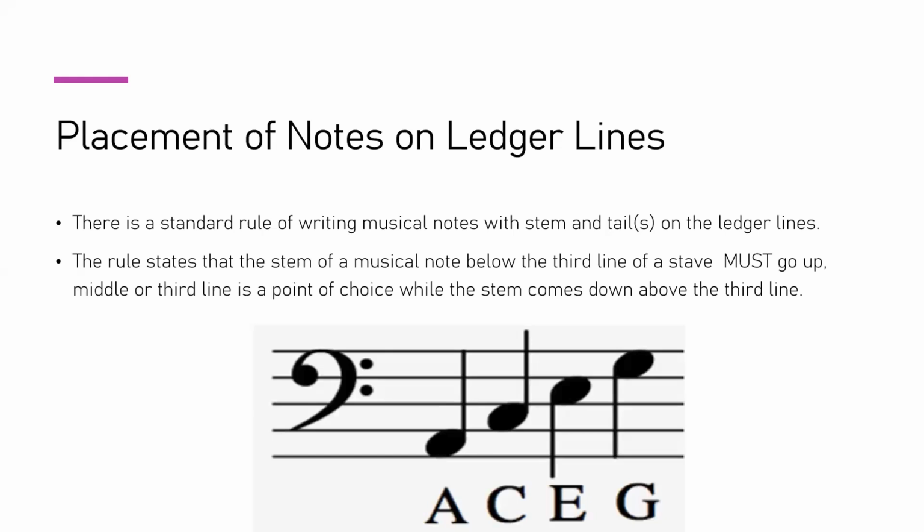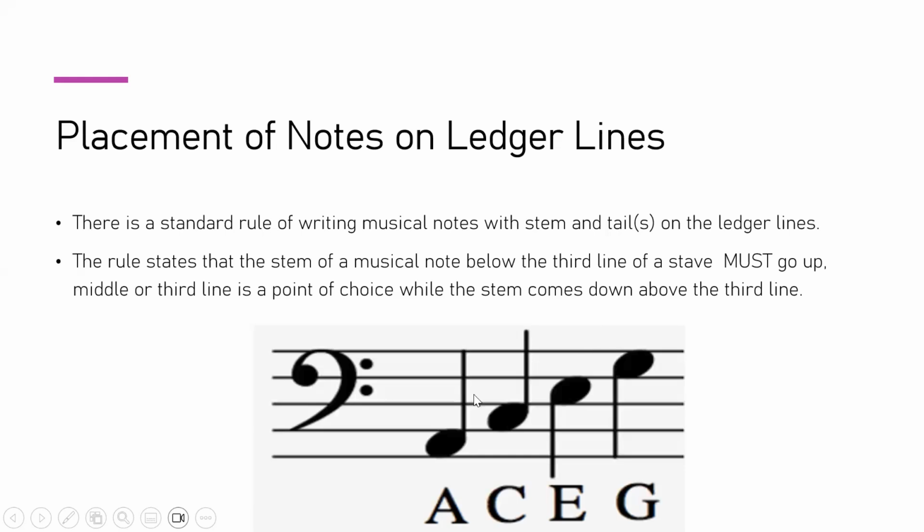You can decide that, okay, on the third line of the stave, I want the stem to go up. You are not going to be penalized. Or I want the stem to come down. You are not going to be penalized. Immediately it crosses this third line and comes into this space, which is immediately above the third line, it is a must that the stem comes down. If you change the stem to go up, then you are violating the rule, and you're going to be penalized for that. I hope that is quite understood.